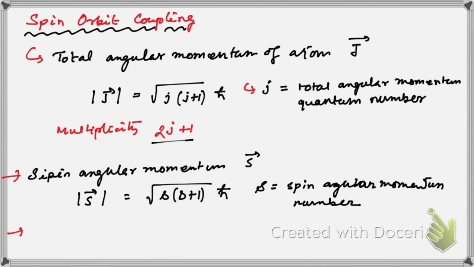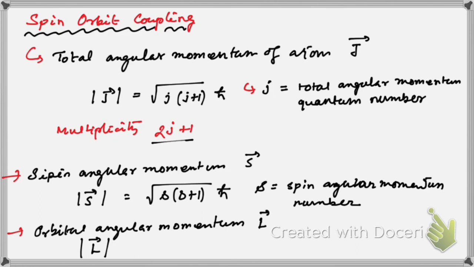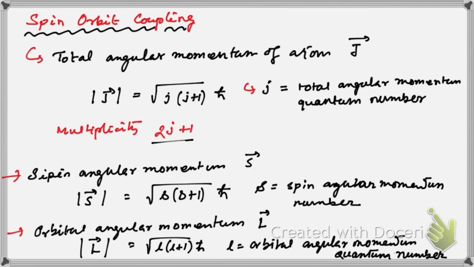Now let us discuss the orbital angular momentum quantum number. The orbital angular momentum is represented by capital L vector, and its magnitude is equal to root over small l into small l plus 1 h cut, where small l is the orbital angular momentum quantum number. So pause the video and take the note. Okay, now let me go to the next slide.